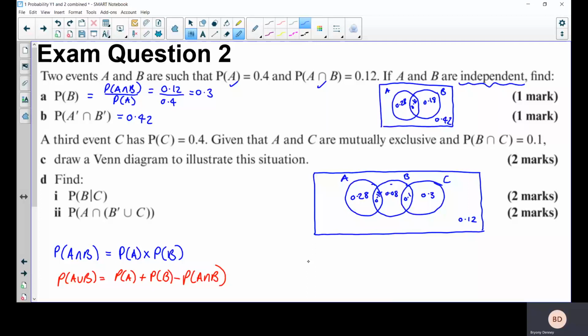So from here, I've got to find the probability of B given C. So if you can remember that, we have to find the C bit first because it's a conditional probability. So the probability of B given C, this is the probability of C here. And where can I get the probability of B from here? Well, B is included in the intersect.